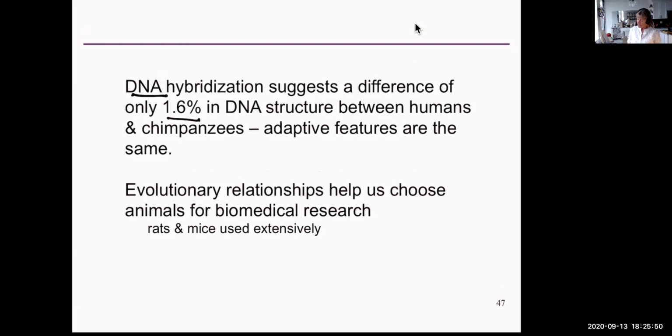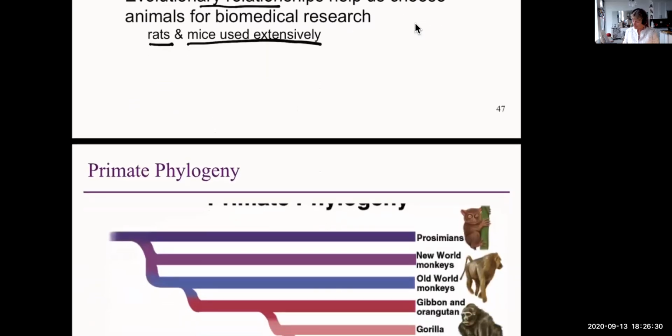So these evolutionary relationships help us to choose animals for biomedical research. So the more closely related animals are to humans, the more likely it is that medicines will work for humans as well. Indeed, some animals are physiologically so close that unfortunately viruses do tend to be able to jump from animals to humans. That's the case with the COVID virus, of course, and other viruses such as Ebola. And rats and mice are used extensively because they're mammals and they have a close relatedness to humans.